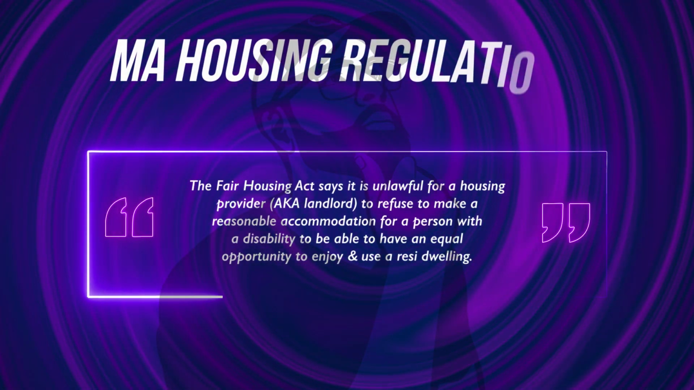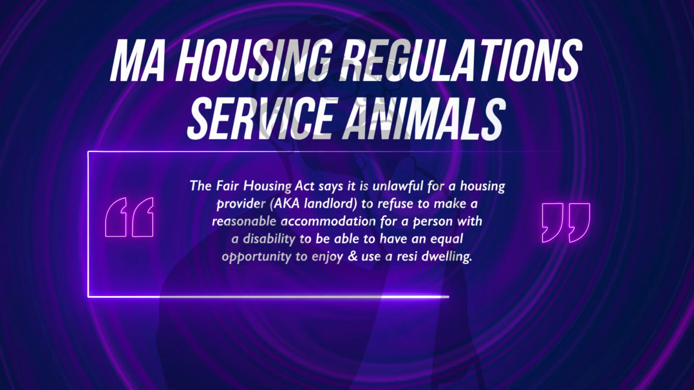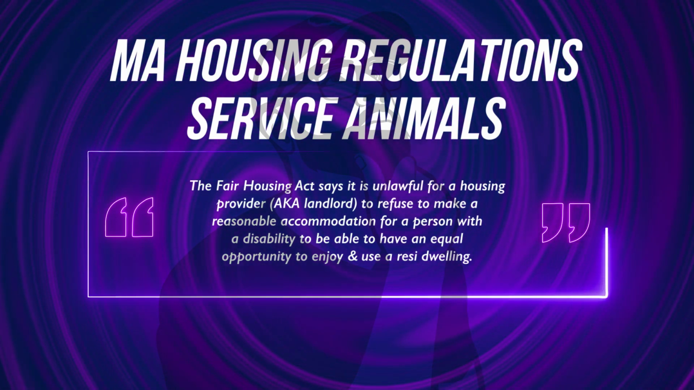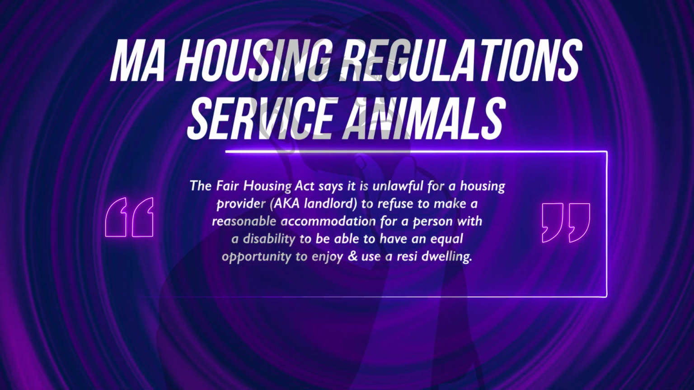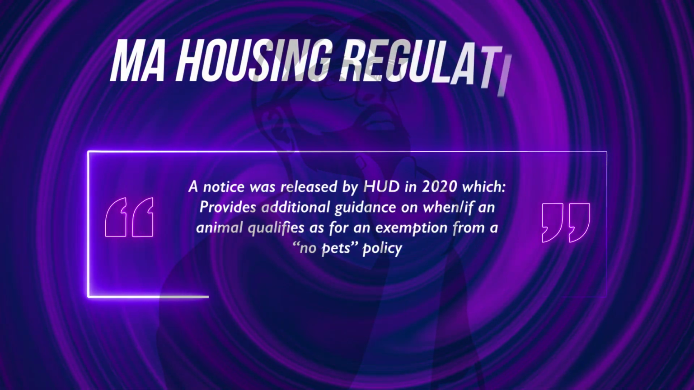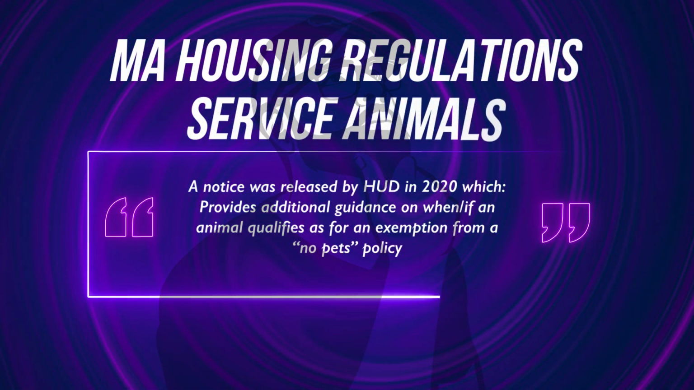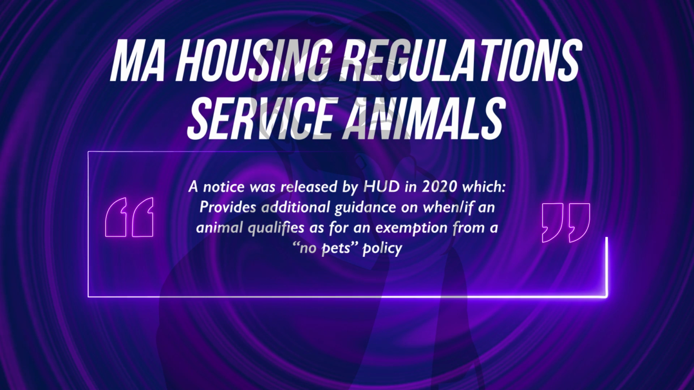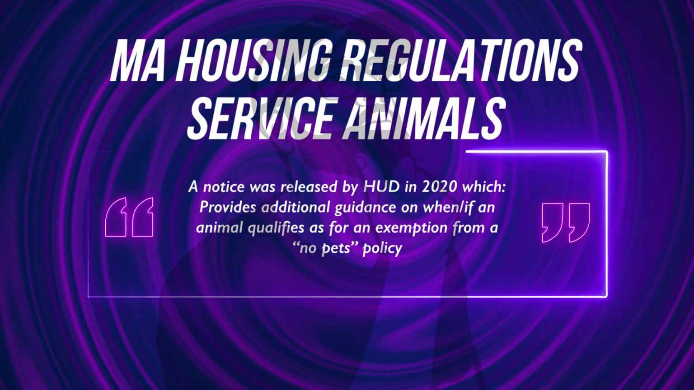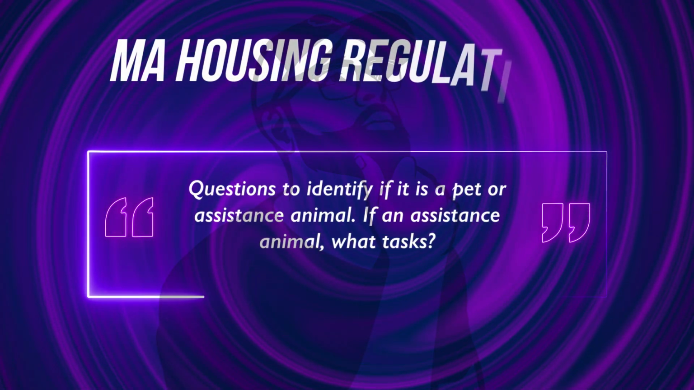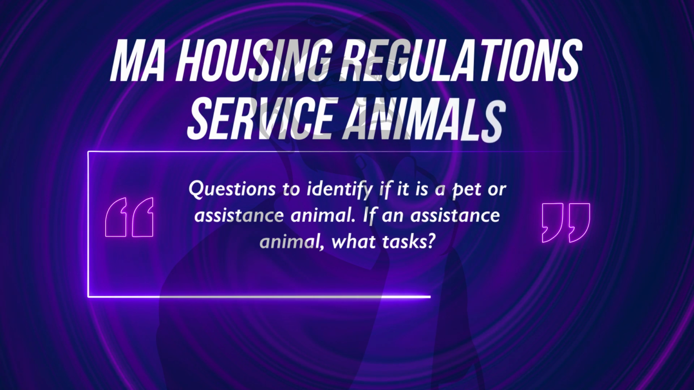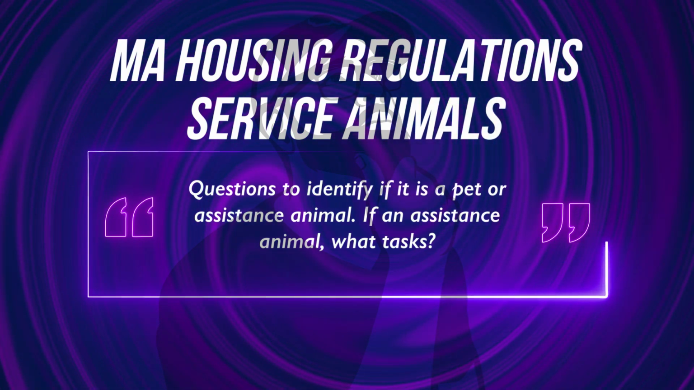Now, the Fair Housing Act says that it's unlawful for a housing provider, aka a landlord, to refuse to make a reasonable accommodation for a person with a disability to have an equal opportunity to enjoy and use their residential dwelling. A notice was released by HUD in 2020 which provides additional guidance on which, if any, animals qualify as an exemption from a no pets policy, and questions to identify if it is a pet or an assistance animal. If it's an assistance animal, then what tasks does it complete or contribute to? And these notes that we just went over are going to be the general go-to when it comes to practice. But again, this is just to orient us for the exam.